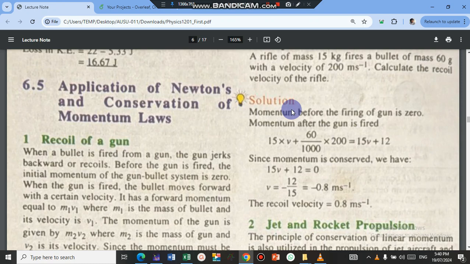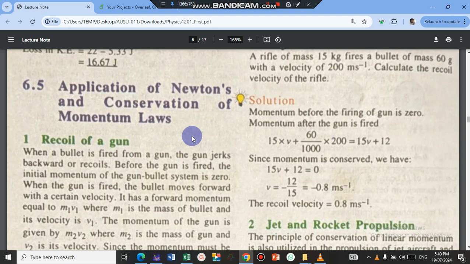In this video, we will explain application of Newton's and conservation of momentum laws. Sir Isaac Newton had three laws that we still study today. Three laws of motion. Law 1, which tells us about inertia. Law 2, which helps us to calculate force. And law 3, which tells us that action and reaction are equal and opposite.